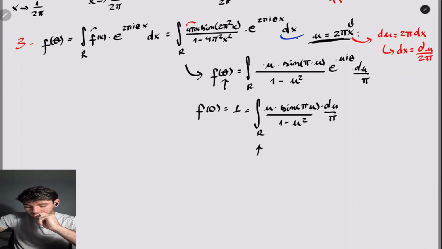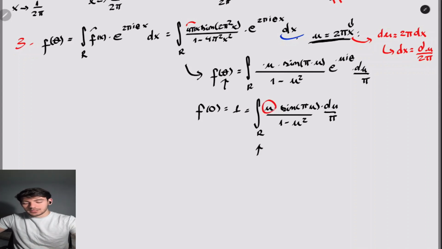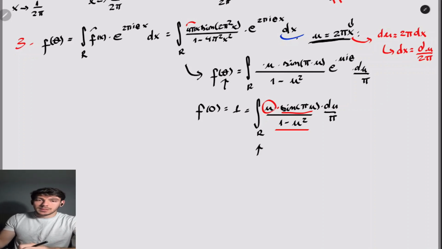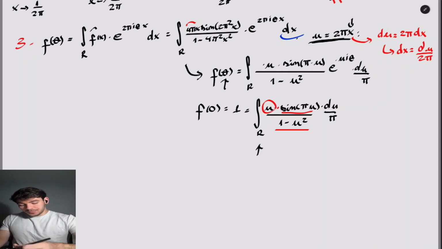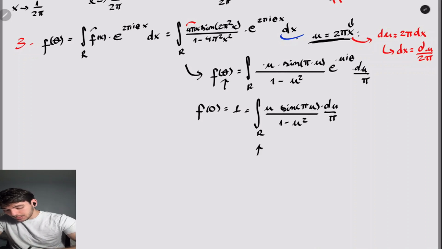So here is the last trick that we're going to use. We need to analyze that u is an odd function, sine is an odd function. So here we have a product between two odd functions. That's an even function. And 1 minus u squared, that's even. So basically we have an even divided by an even, that's an even. In sum, we are integrating an even function. And if we are integrating an even function, we can multiply it by 2 and cut the interval in half.